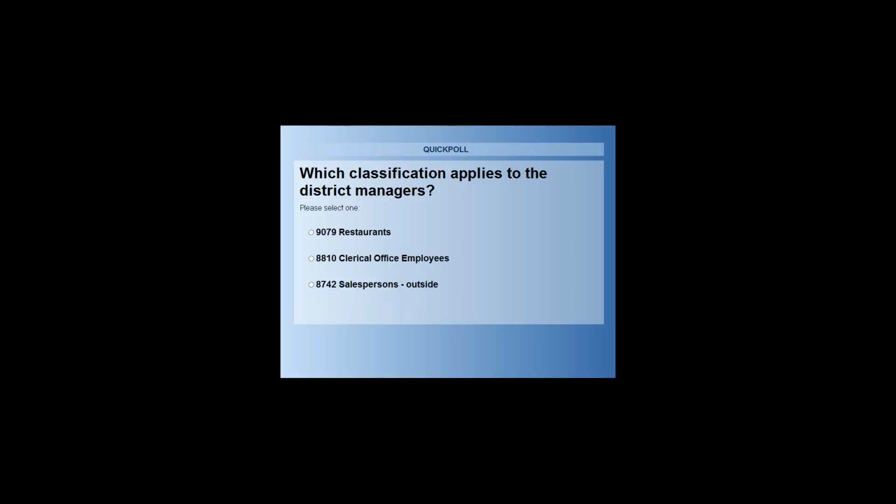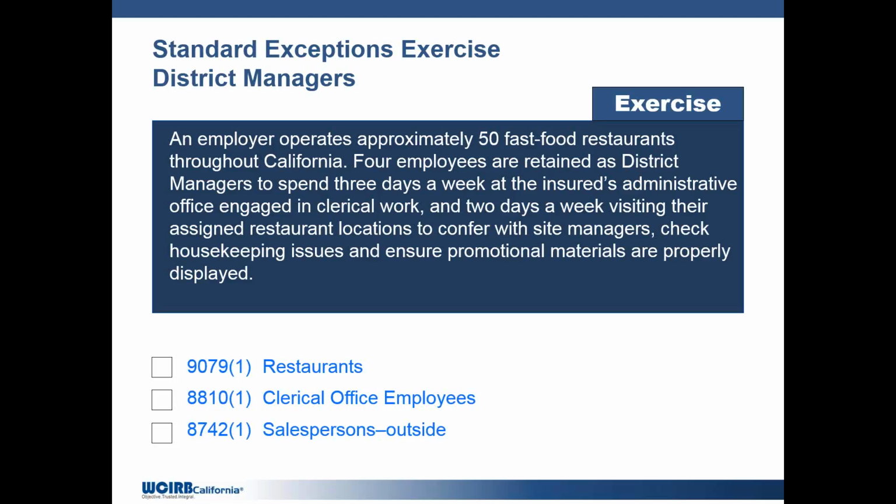Okay, this is a smart crowd. 75% of the respondents concluded that these district managers belong in the restaurant classification, and that is absolutely correct. This is, however, a common mistake that we find when we do test audits. A lot of people think that this person looks very much like an outside salesperson, and in many respects they do. However, the key here is that these restaurant locations that the managers are visiting are the employer's own locations. And the managers have job duties that expose them to a restaurant workplace when they visit these restaurants. Because they're not limited to a clerical office environment when they're at their employer's own location, they really cannot be assigned to 8742. They are correctly assigned to 9079.